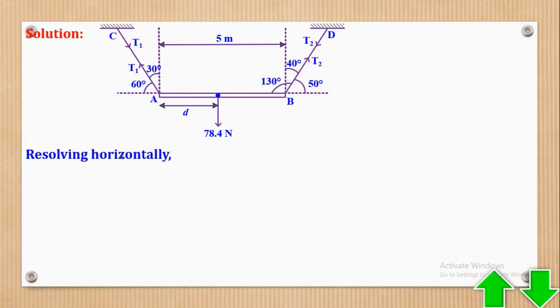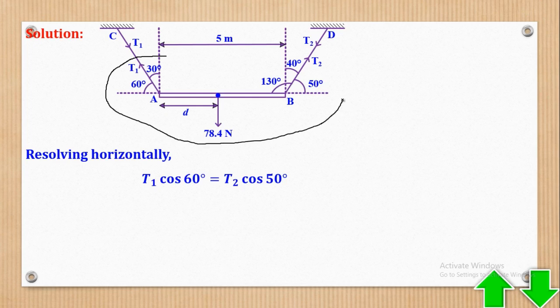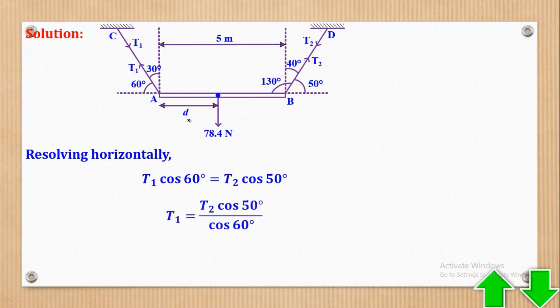So let's begin by resolving horizontally. When I resolve horizontally, I'll come up with T1 cos 60 is equal to T2 cos 50. Now we are dealing with forces acting on the rod, so the forces of interest are these ones, only those acting on the rod. So when I resolve horizontally, this angle is 60, meaning that when I resolve T1 to the horizontal, it will be T1 cos 60, and this one to the horizontal, it will be T2 cos 50. So I can choose to make T1 the subject, and that will be that.